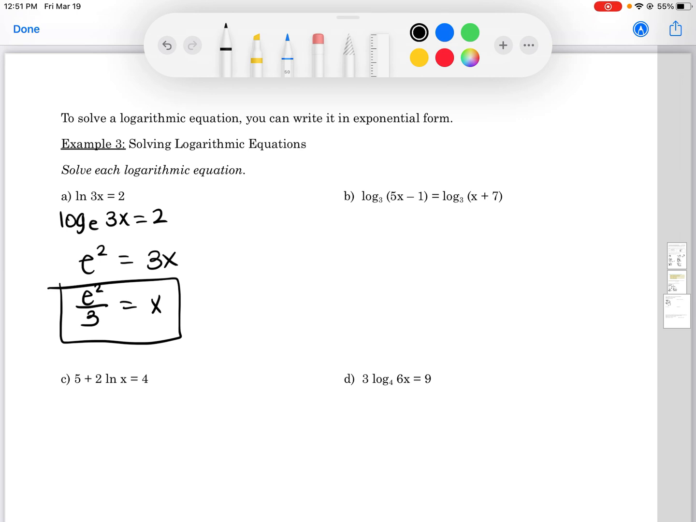All right, for this next one, we can use our one-to-one properties. So since they're both log base 3, I can just say that whatever is on the inside of those parentheses is equal. Subtract the x, add the 1, and divide.